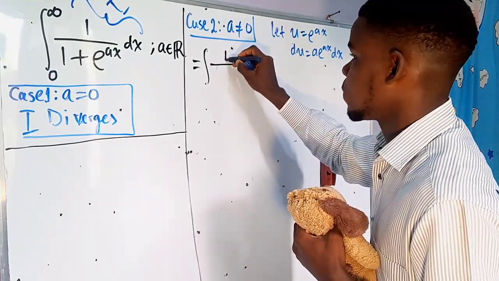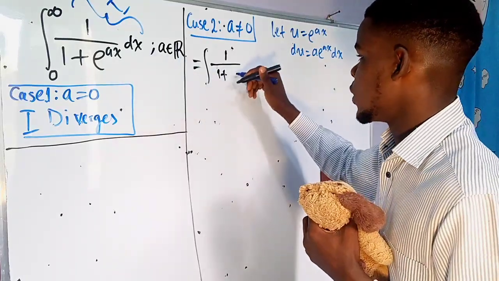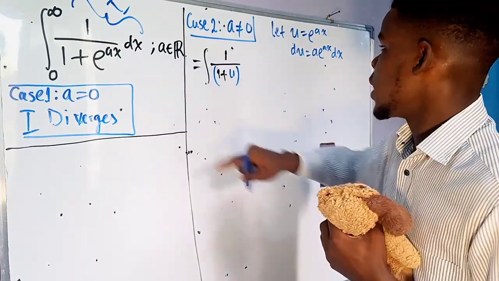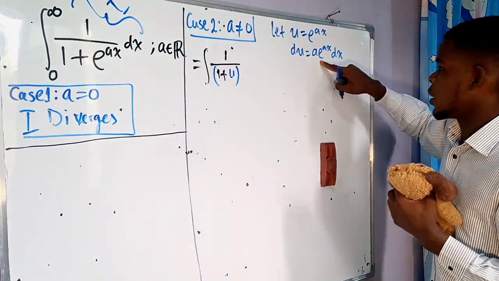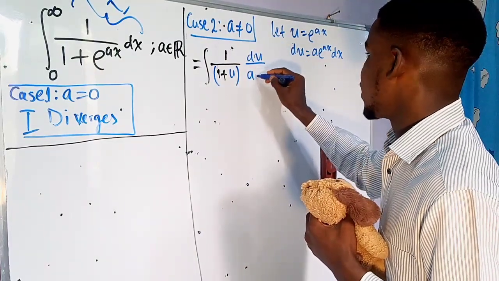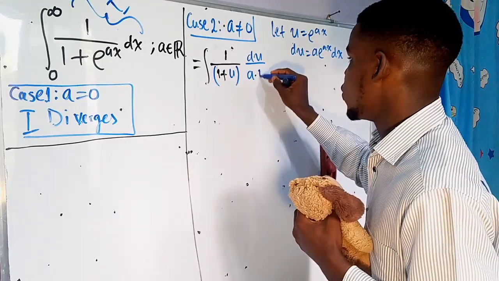We divide this by 1 plus e to the power of ax, which is written as u, all right? We call that u, and then we put the dx. dx is going to be du over a e to the power of ax. So let me put it there: du over a times e to the power of ax, which is what we call u. So that's going to be a times u.